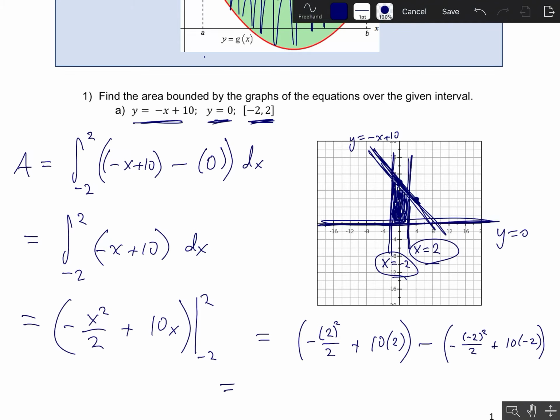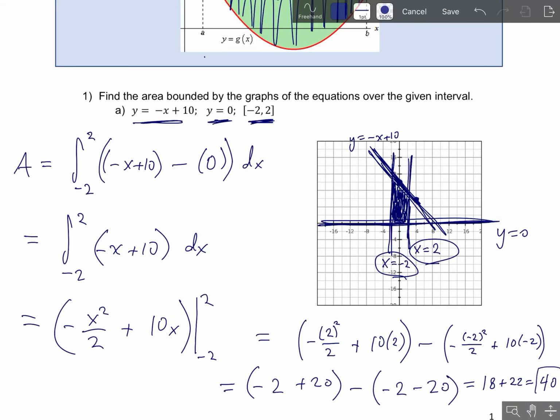Now we can simplify this a little bit. This first thing is negative 4 halves, so that would be negative 2 plus 20. And similarly for this second set of parentheses, we'll have negative 4 halves again, so that will again be negative 2, but this time it'll have minus 20 as its second term. And this is 18 plus 22, which is 40. So that means that the area of that trapezoid, if you were to compute it just geometrically, would be 40. In other words, 40 square units.